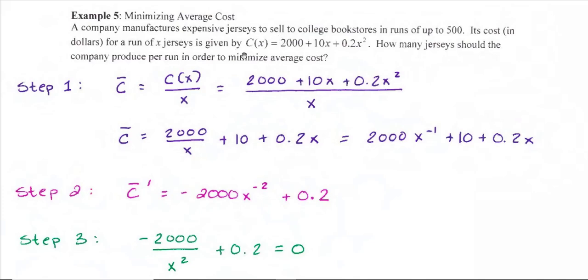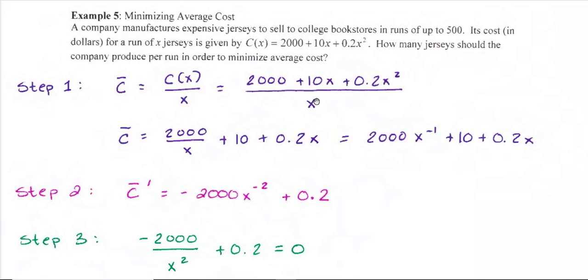So this is the cost function, but I don't want to minimize the cost function. I want to minimize the average cost. So step one, find the equation you're trying to optimize. In this case, minimize, which is average cost. Your average cost function is your total cost function divided by x. So here's my total cost function divided by x.